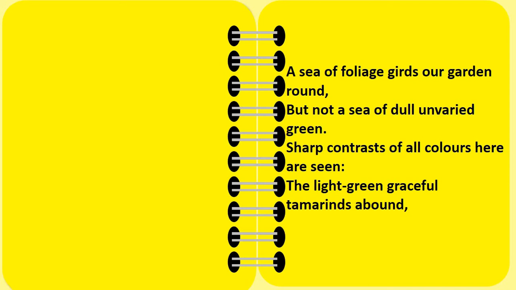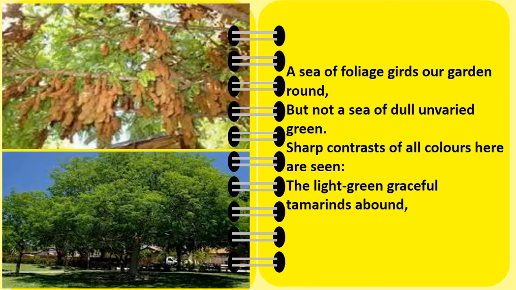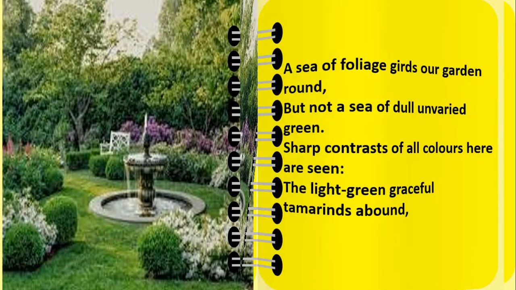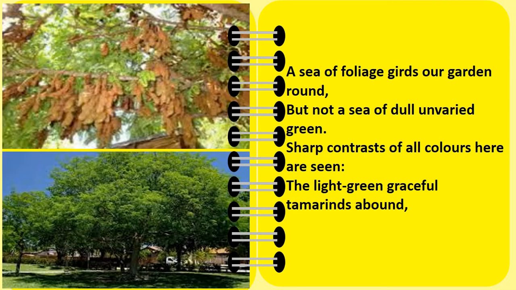She says, a sea of foliage girds a garden round, but not a sea of dull unvaried green. Sharp contrasts of all colors here are seen. The light green graceful tamarinds abound. So here foliage means leaves, usually of one particular group, maybe from one particular tree. She says sea of foliage, that means lots of leaves, greenery. Girds means surrounds. So this greenery surrounds our garden.